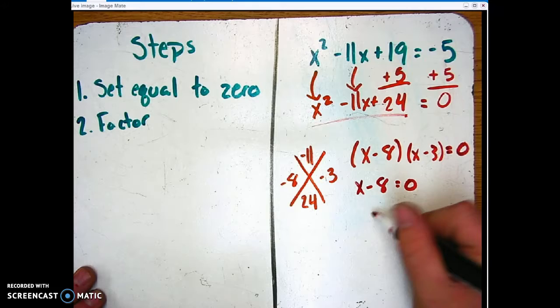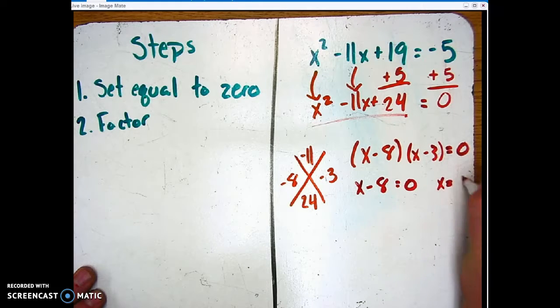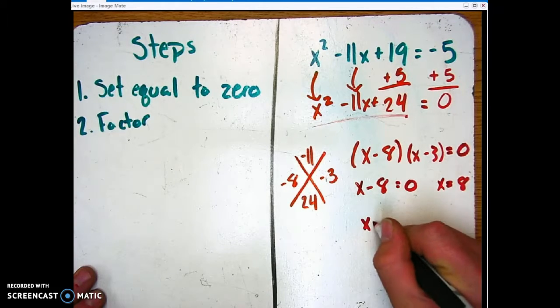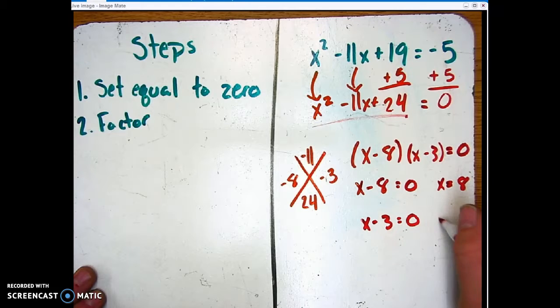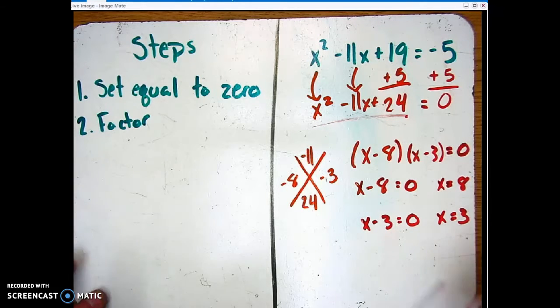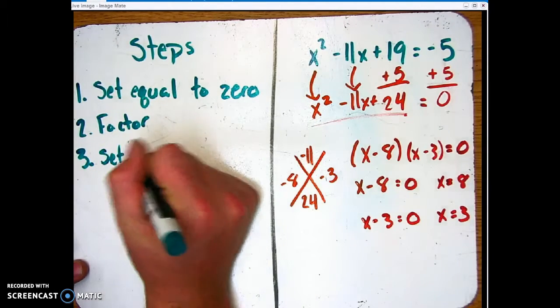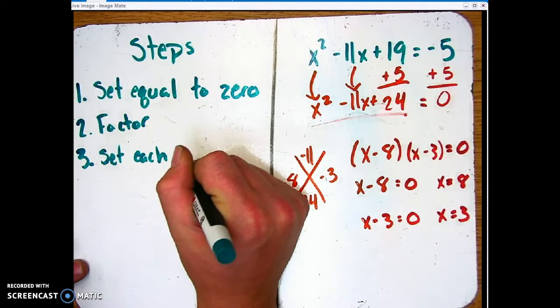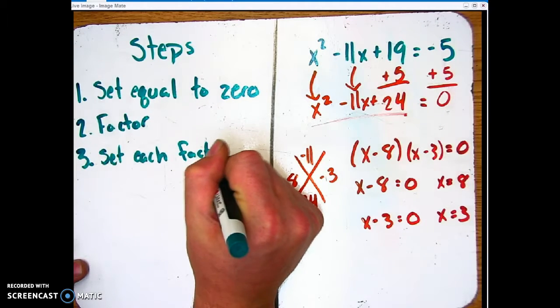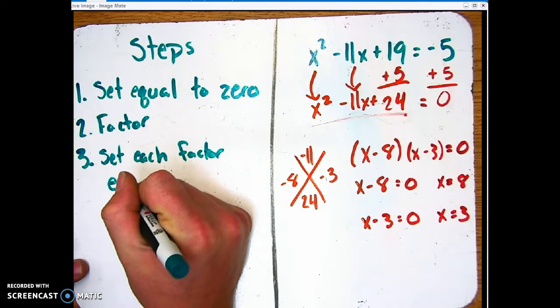And now, if the product of these is 0, then that means either of them could equal 0. X minus 8 equals 0, which means x equals 8. Or x minus 3 equals 0, which means x equals 3. So after we factor, we set each factor equal to 0 and solve for x.